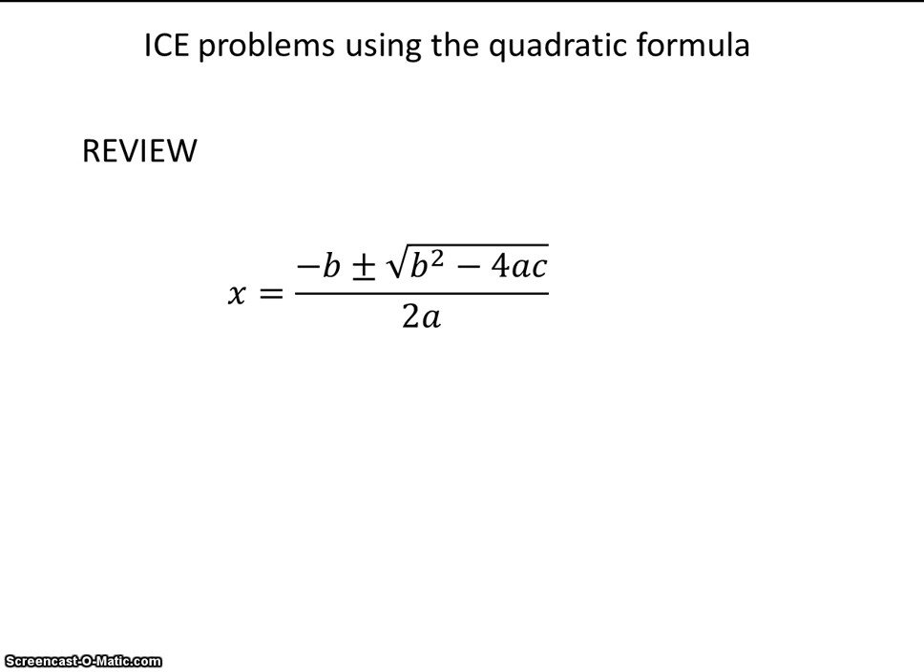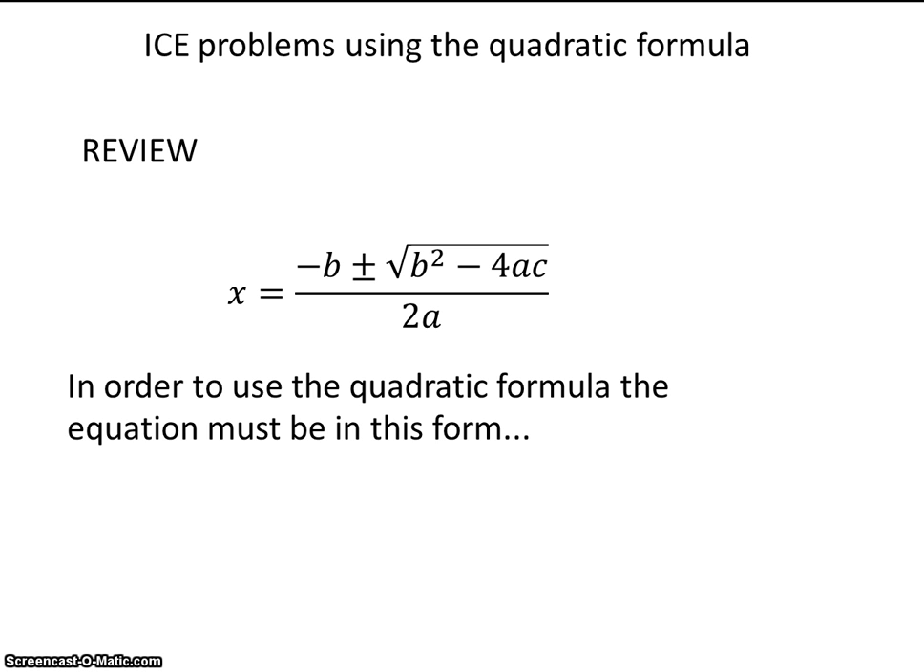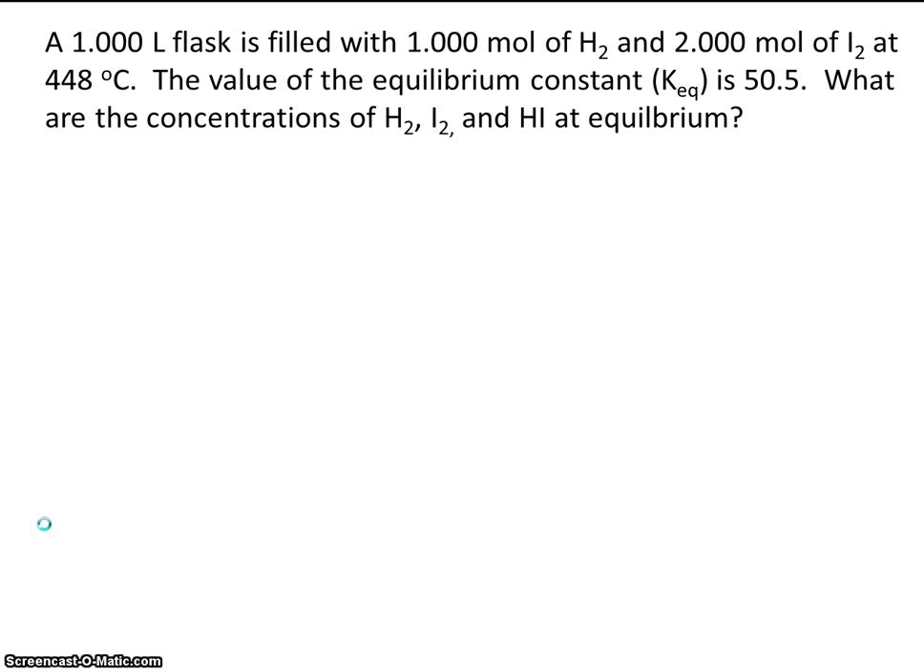And of course, in order to plug values in to the quadratic equation, your expression must be written in this form: ax squared plus bx plus c equals 0. I'm sure you remember this from math class. Okay, let's start off by balancing our equation and then constructing an ice table.